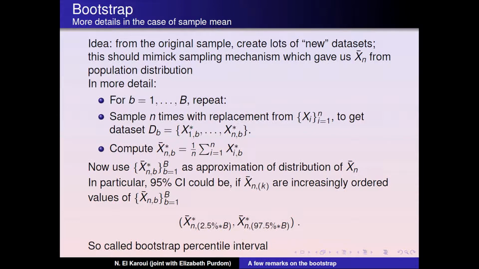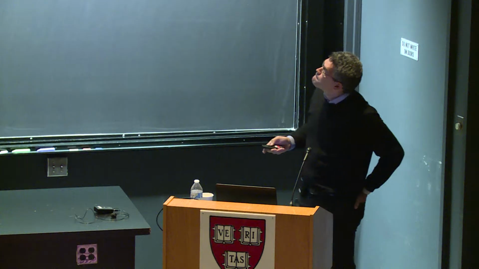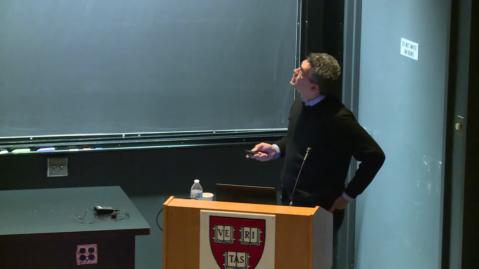You can do this for many, many problems. Now that you have the law of your statistic computed on the fake data sets, you use it to compute a valid confidence interval. That's a bootstrap percentile interval. So that's very elementary.